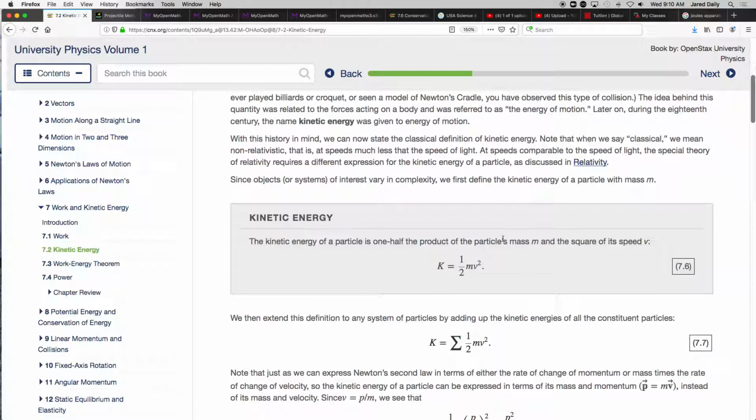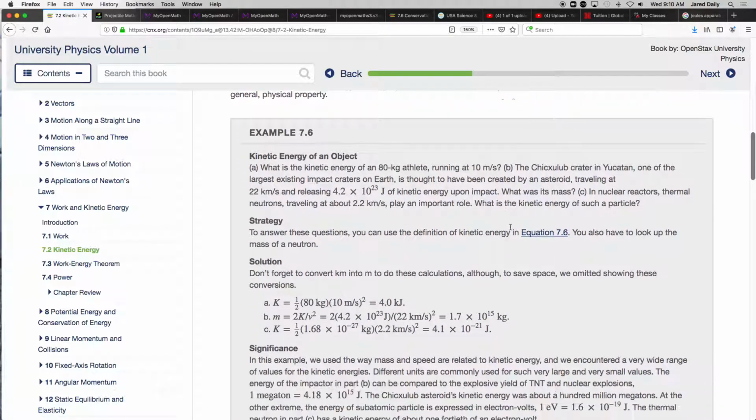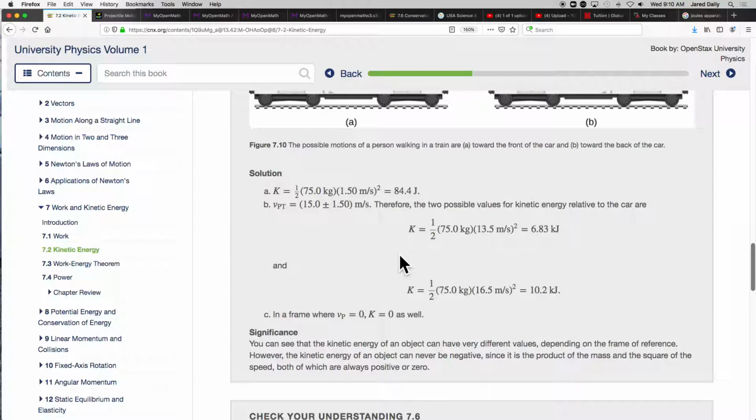So, yeah, that's really what it comes down to, is that you cannot have a negative kinetic energy. Kinetic energies are always positive. No ifs, ands, or buts about it. So that's what we learned about kinetic energy.